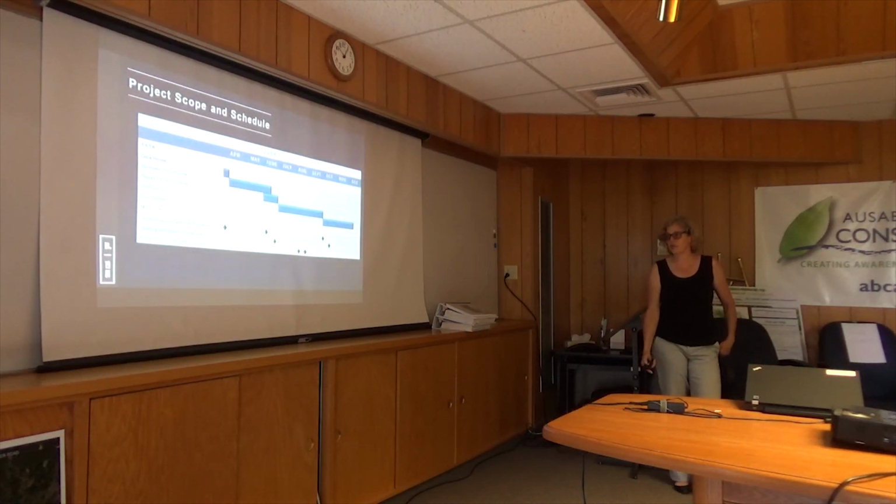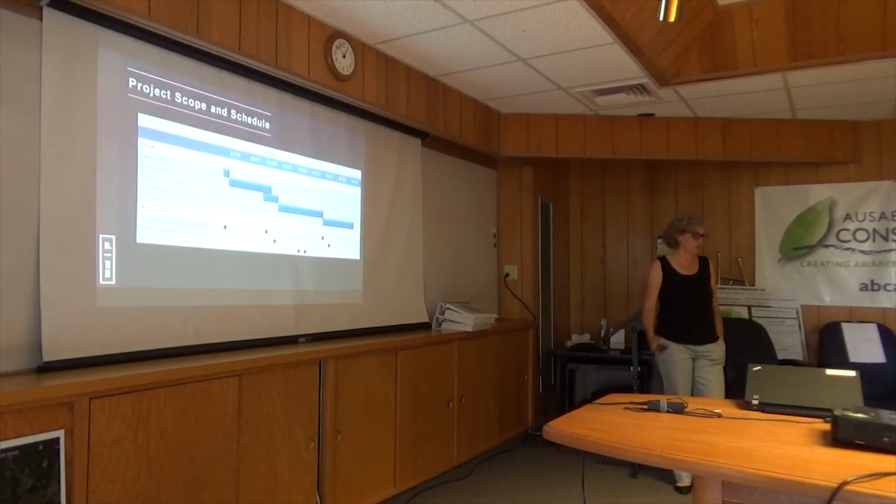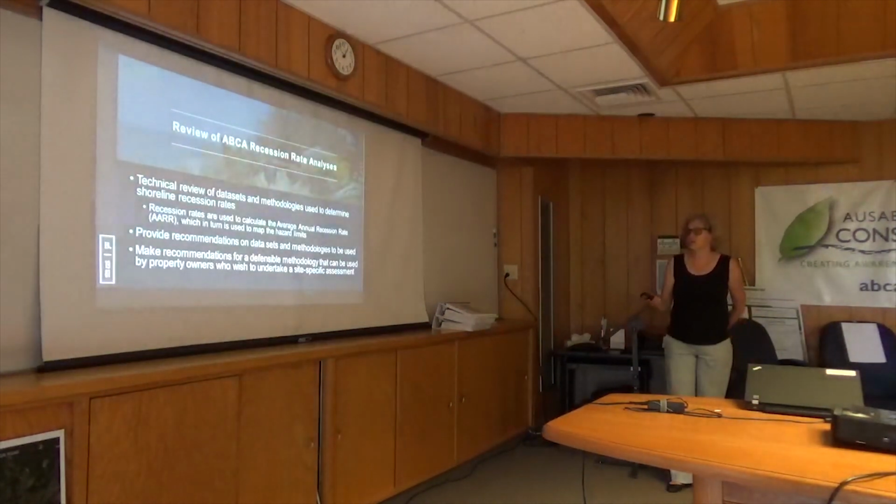So we started with a data review. We've completed the recession rate review and provided it back to the Conservation Authority, and they've provided comments. So we're just going back and forth a little bit to get it completely wrapped up. Develop the table of contents and outline for the Shoreline Management Plan, and then once that's agreed upon, we'll proceed with the draft and final report. So we've had a couple of meetings just on the phone with the Conservation Authority staff so far. We have this meeting today, and then we have another meeting at the end when the draft is completed to present it to you, and we have the 2 meetings in the summer with the public.